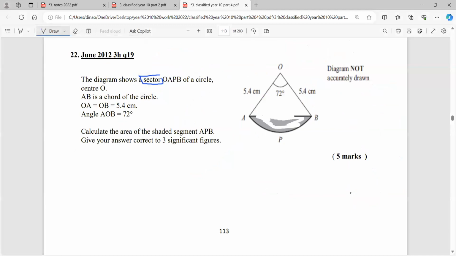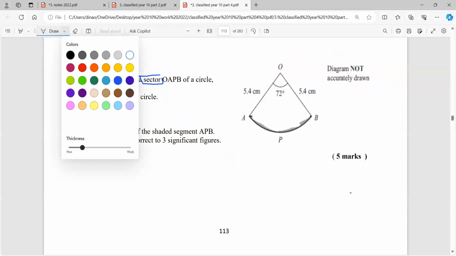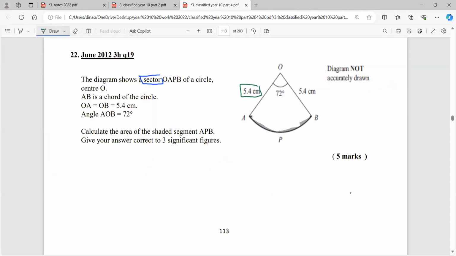it's clearly a sector. Do I have the components of this sector? Yes, I do. And as we said, what are the components of the sector? The components of the sector are a radius and an angle. So this is the bigger shape, okay? Here is my sector. So we've now identified the sector.